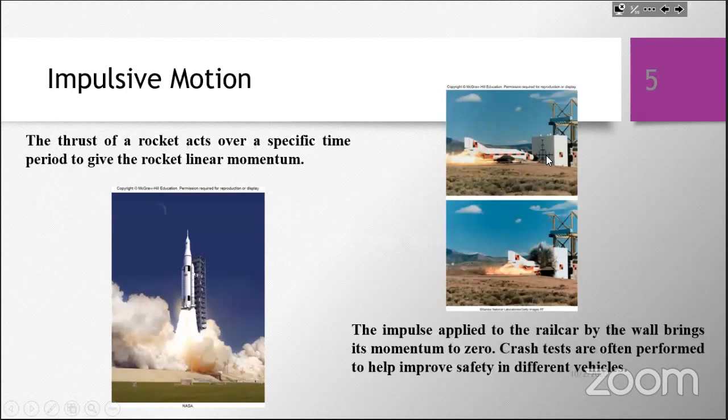So what's impulse? The easiest way to envision impulse is a hammer hitting a nail. It is a very large amount of force that lasts for a very, very short time. It's there and then it's gone. The thrust of a rocket acts over a specific amount of time to give us some linear momentum. The impulse applied to a rail car by the wall brings the momentum to 0.